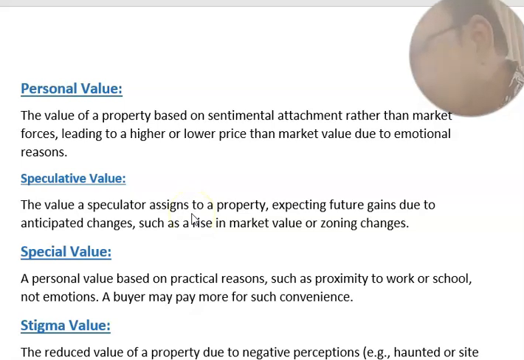Next, speculative value. The value assigned to a property expecting future gains due to anticipated change, such as a rise in market value or zoning changes. If any project is coming near the property, say an aerodrome is coming, railway lines are going nearby, or a new project is coming, then the nearby property value will increase. That is called speculative value.